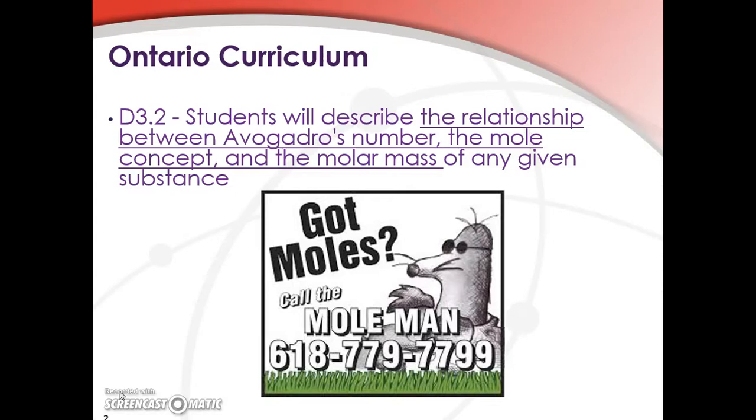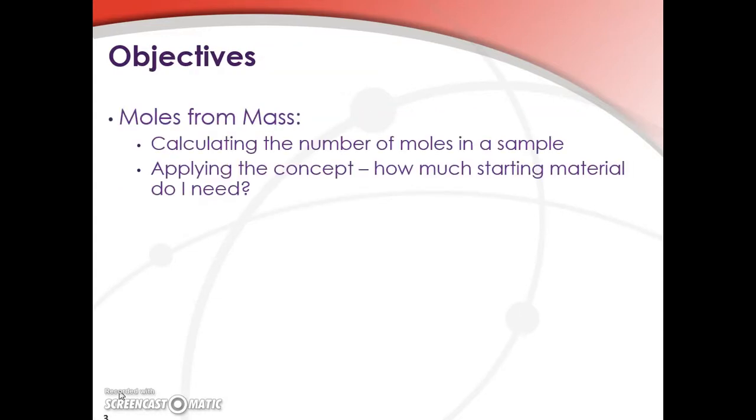The Ontario curriculum specifies that students will describe the relationship between Avogadro's number, the mole concept, and the molar mass of any given substance. That's what we're going to cover today. So, we're going to look at moles from mass again, calculating the number of moles in a sample, and apply that concept to a fairly real-world example, starting material for a reaction. We'll attack the worksheets for a bit, and then we'll talk about particles from mass, something we haven't really done before.